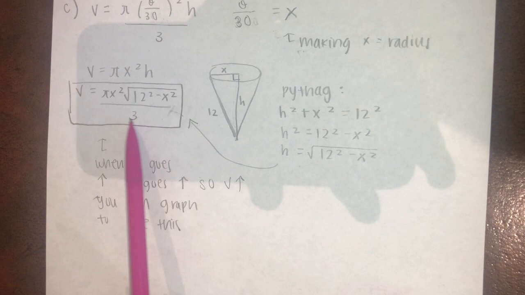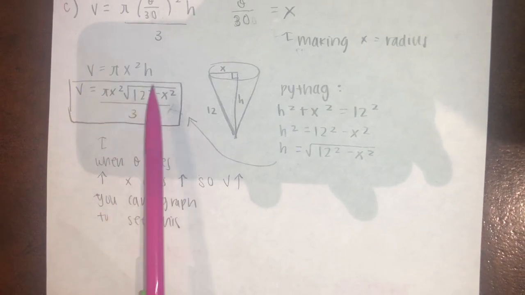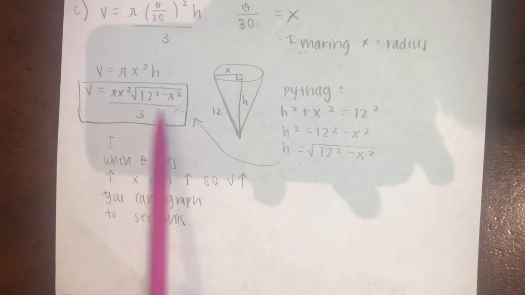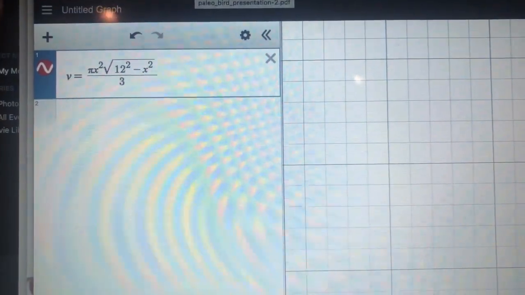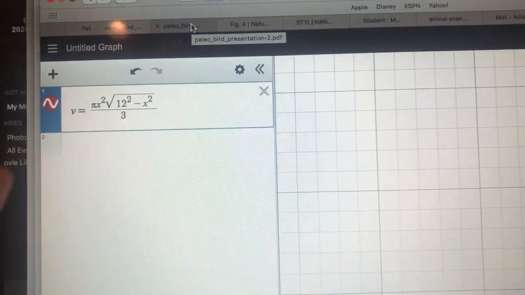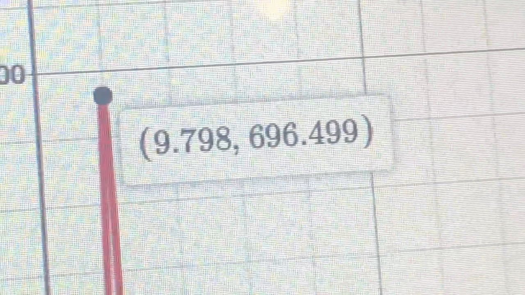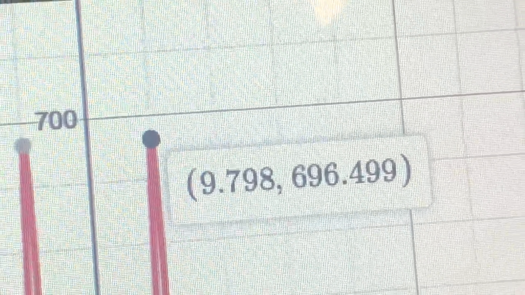We can plug that back into our volume equation, which gives us pi x squared times the square root of 12 squared minus x squared, over 3. So to find the maximum volume, we can use the equation we just found and then plug it into any graphing device to get the maximum volume, which is 696.5.